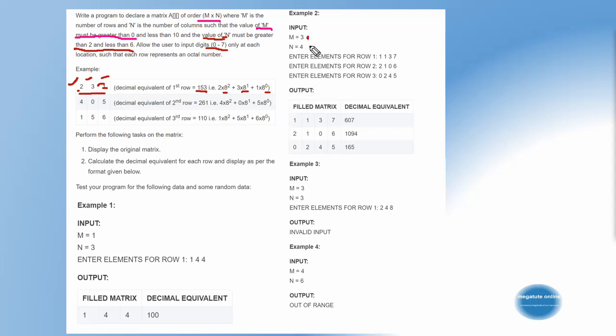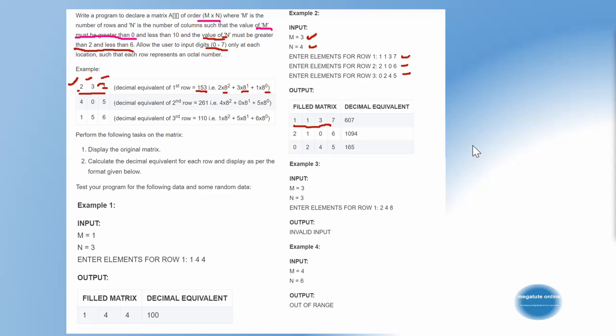3 into 4 is the dimension. You got the full input from the user. And then while printing it out, you have to print the matrix. And then in front of every row, you need to print a decimal equivalent value of that particular row. For example, here 1137, the decimal equivalent of the octal number, which this row is representing, is 607. For 2106, it is 1094, and for 0245, it is 165. All right. So now let's go to the BlueJ and see how we can solve this question.